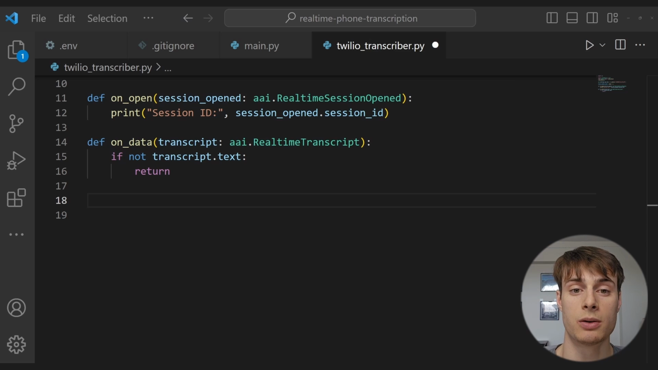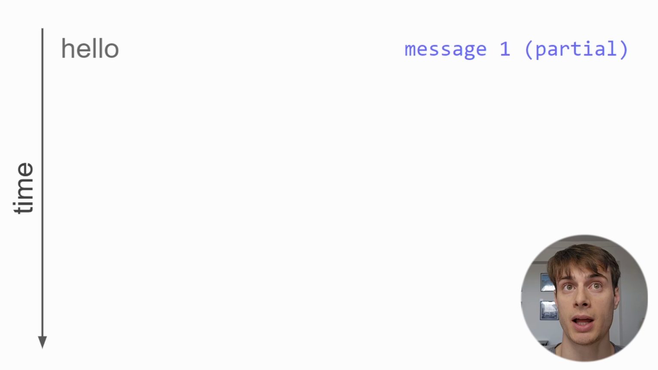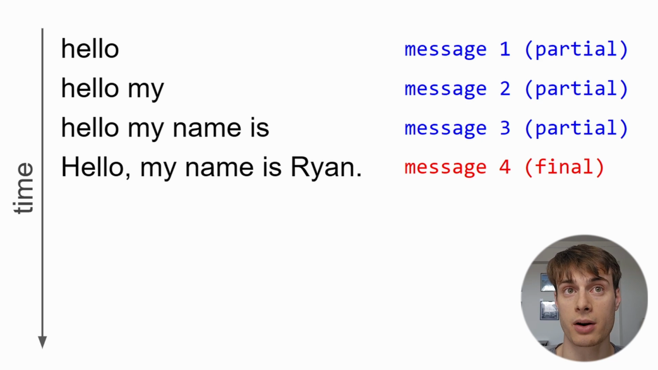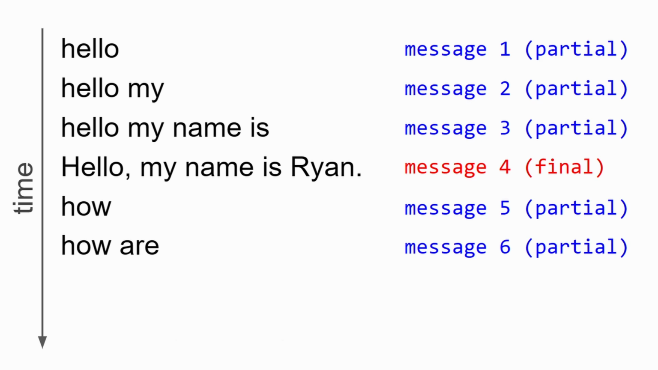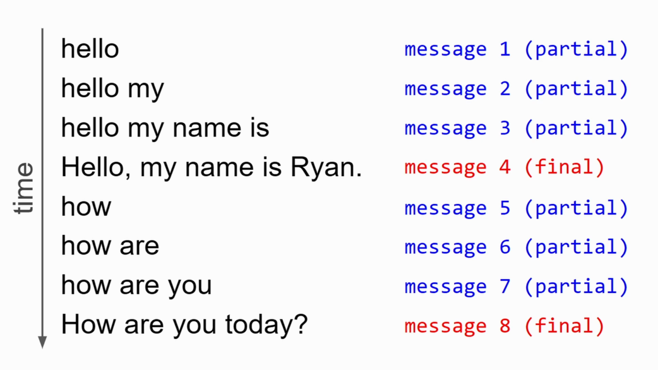If I say, "Hello, my name is Ryan. How are you today?" the messages we'll receive from AssemblyAI will look like this. We'll receive three partial messages, gradually building up the first utterance, "Hello," "Hello my," "Hello my name is," and then a final message, "Hello, my name is Ryan." the complete utterance punctuated and formatted. Then messages are sent for the next utterance, and we get "How are you," three partial messages that again gradually build up what's being said. Finally, we get "How are you today?" punctuated and formatted as a final message type.